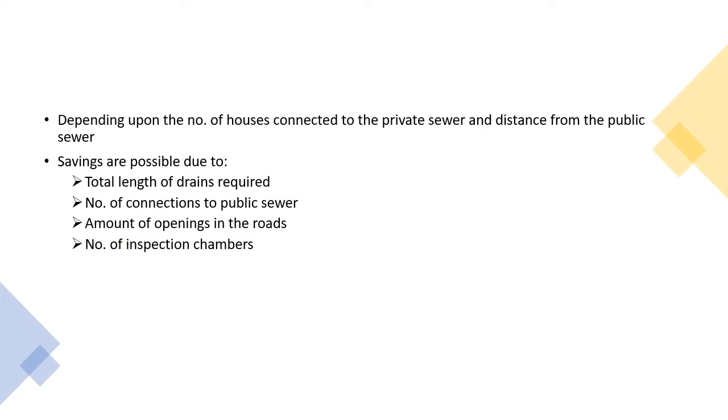Depending upon the number of houses connected to the private sewer and distance from the public sewer. The savings are possibly due to the total length of drains required, number of connections to public sewer, amount of openings in the roads, and also number of inspection chambers. Sebab untuk setiap connection tu kena ada inspection chambers so that boleh inspect dan boleh buat maintenance.